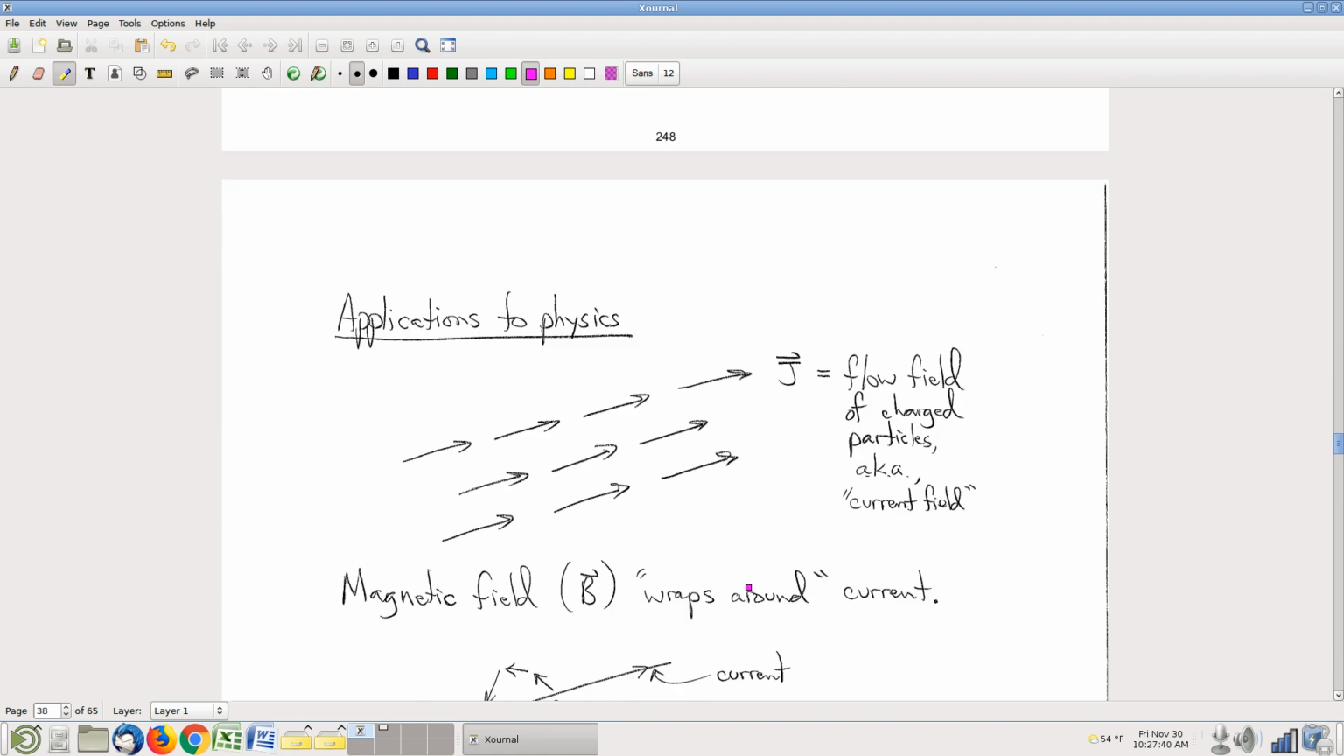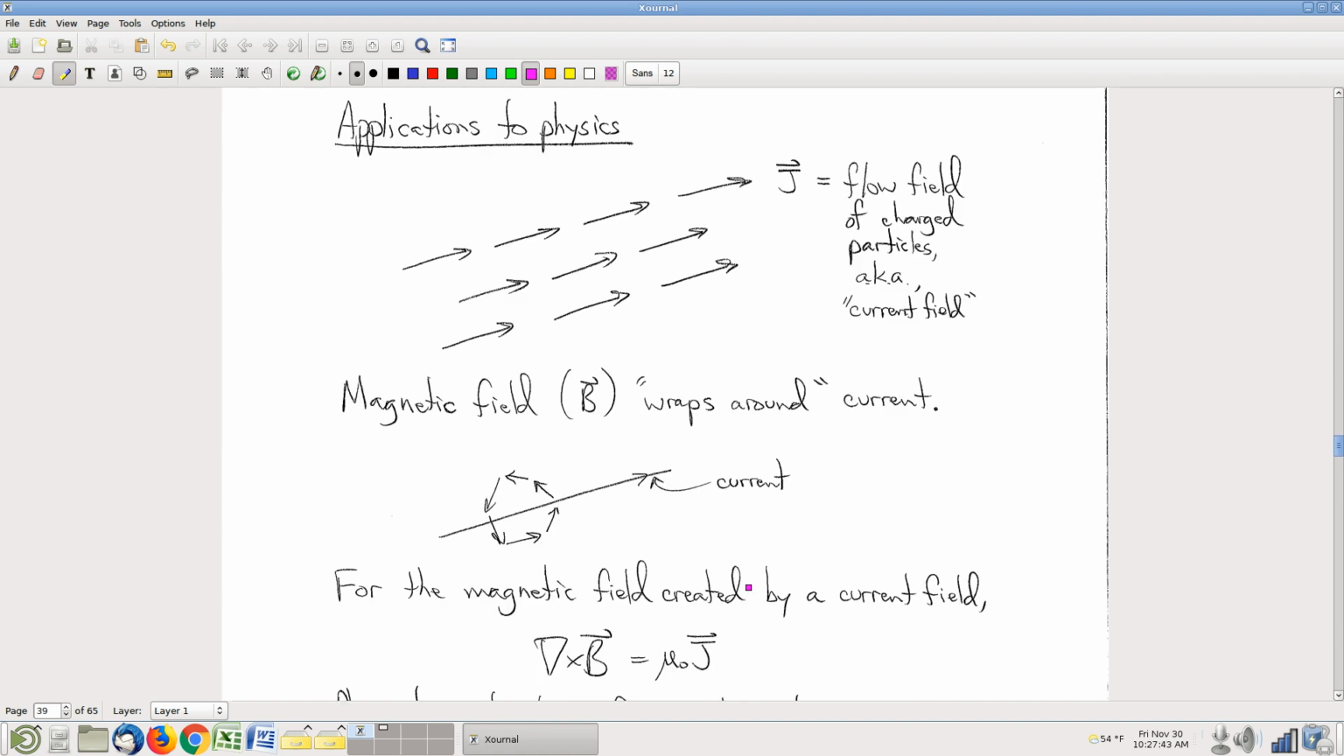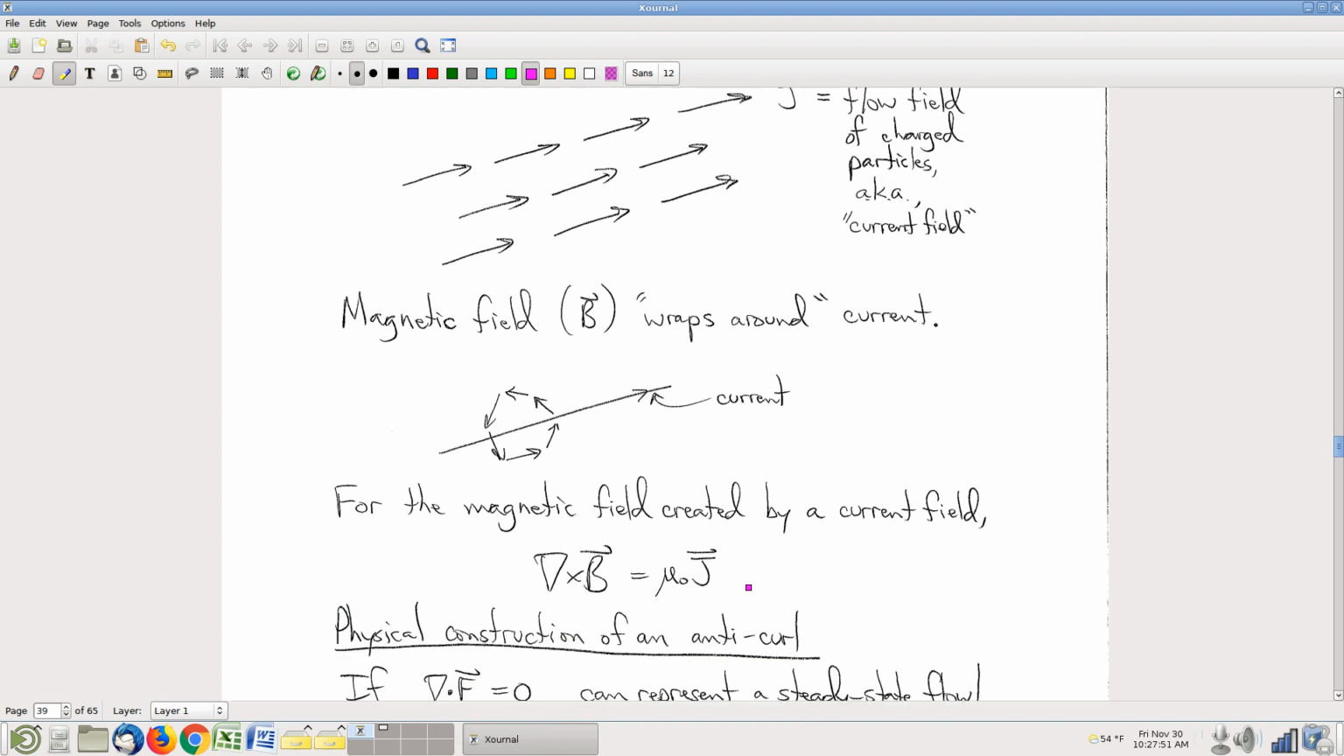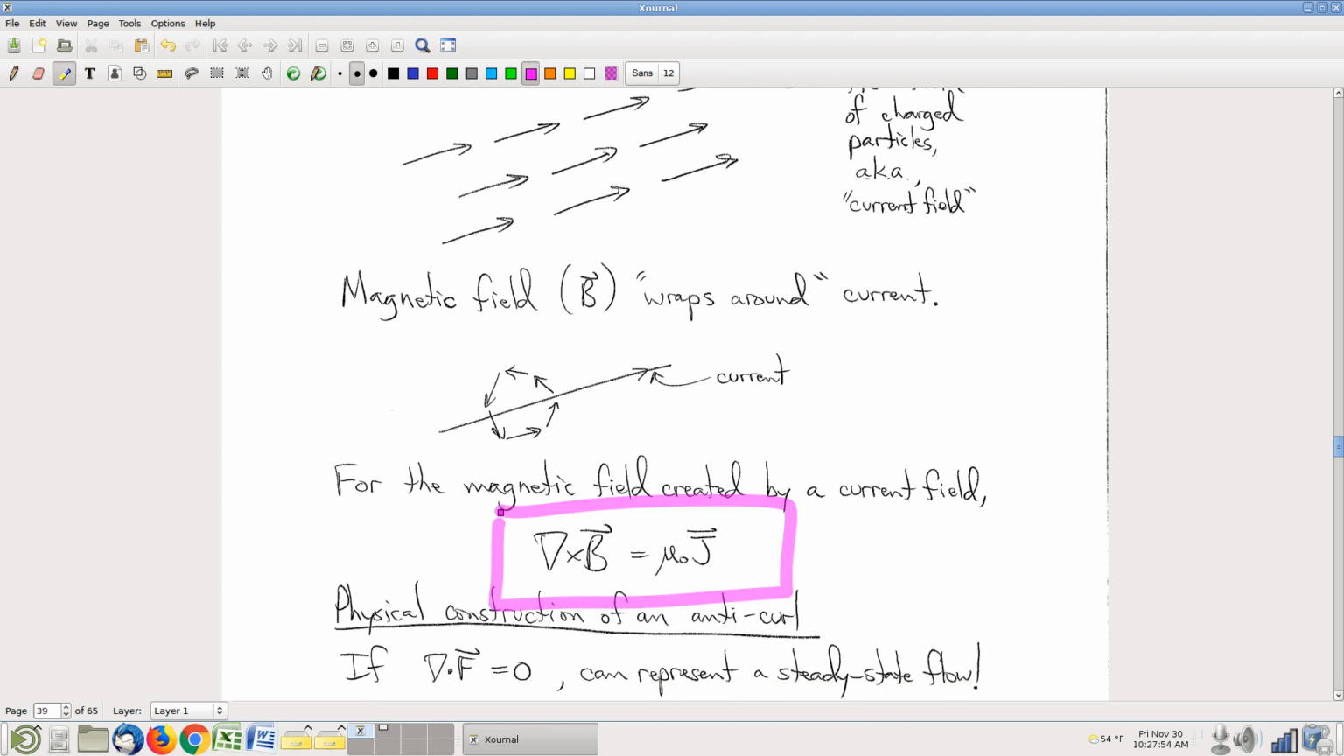Okay, so that was one reminder. Now another, as long as we're talking about curl, I think it makes sense to talk about a little bit of physics. We talked about the details of this last time, but there's a relationship between the current field, the vector field representing the flow of charged particles, and the resulting magnetic field that it creates, which swirls around the current.